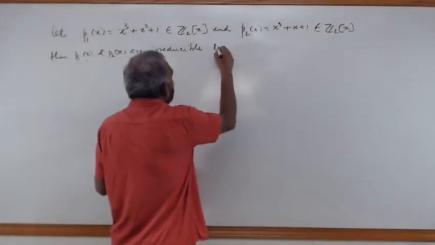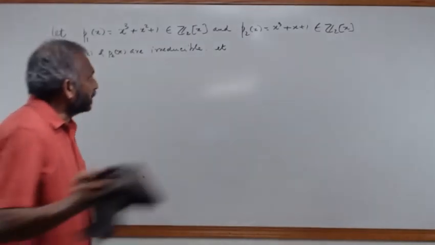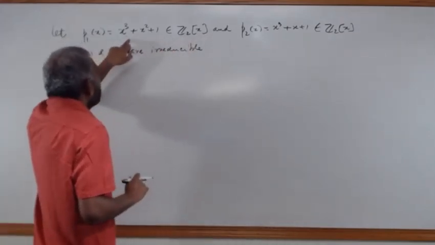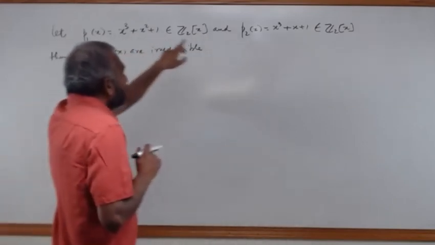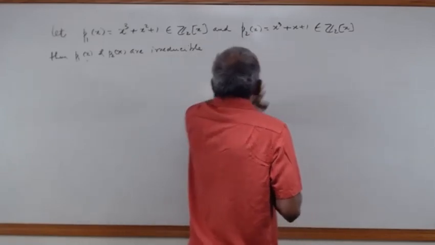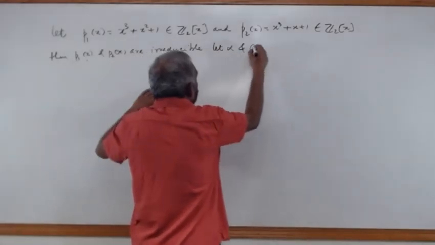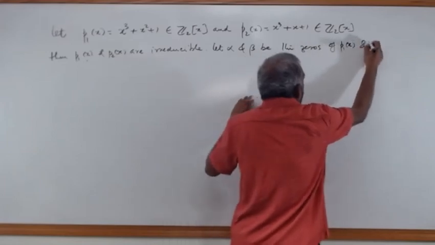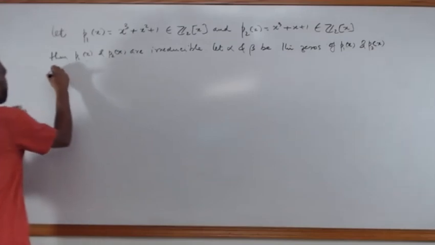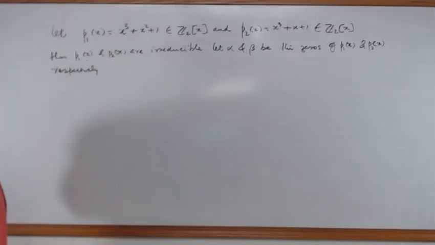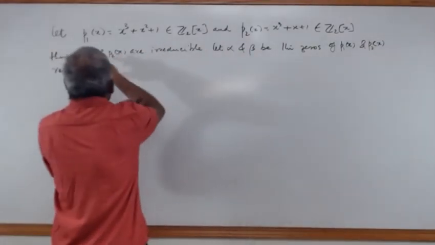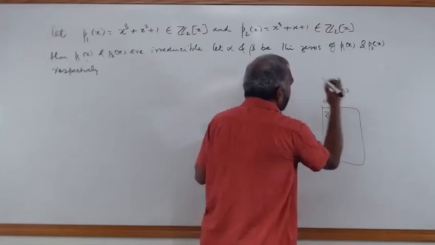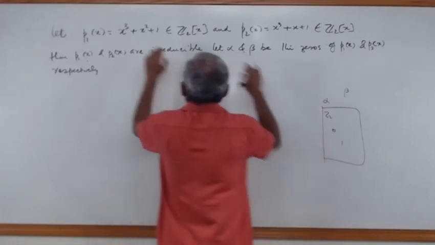So there are two extensions of Z2. One contains the zero of P1 of x, the other contains the zero of P2 of x. Let alpha and beta be the zeros of P1 of x and P2 of x respectively. Alpha and beta sit outside Z2. This is Z2, 0, 1, and alpha and beta somewhere here. They are not inside because these two polynomials are irreducible.